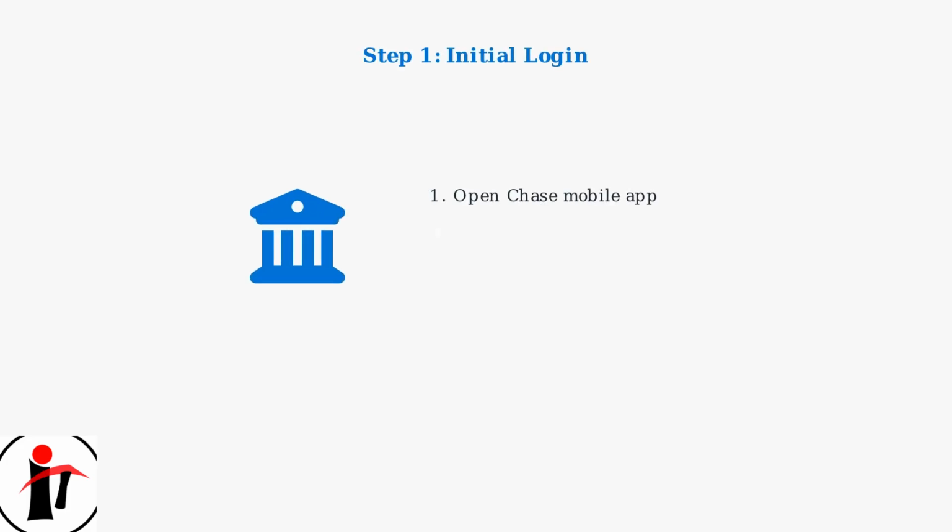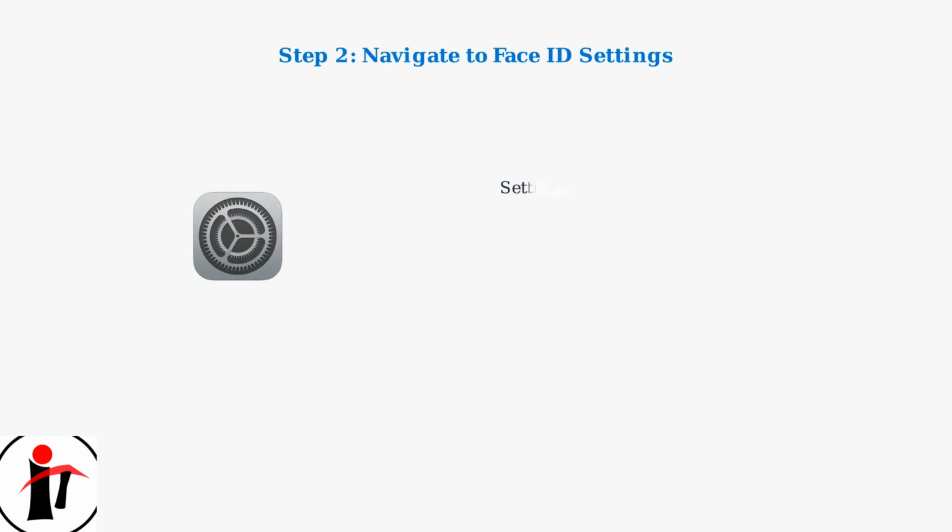the Chase app installed. Start by opening the Chase app and logging in with your traditional username and password credentials. This initial login is required before you can enable Face ID authentication. Once logged in, navigate to the app settings. Look for Settings, then Security, and finally the Face ID option. This is where you'll enable biometric authentication for your account.